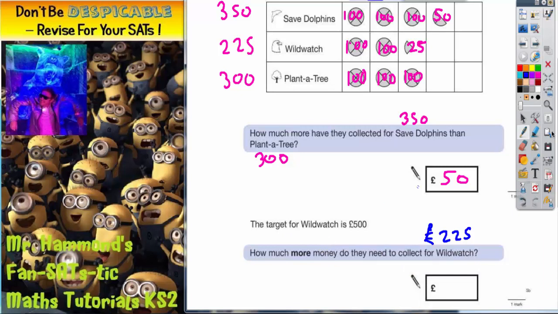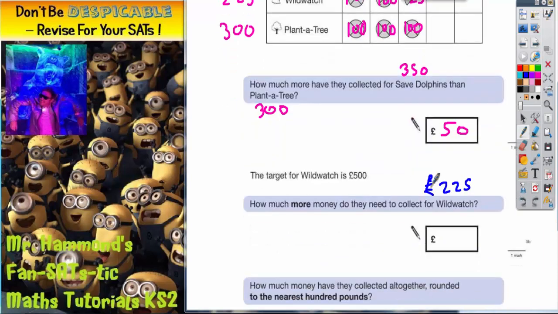So one way of doing this is to do a column method. So if you start with 500 and subtract your 225 that they've already got, the difference is how much more they're going to need. So 0 take away 5, we can't do. So we try to borrow one from this 0, but we can't borrow anything from 0. So we need to borrow one from the 4. And that will now make 10. Now we've got 10 in the middle column.